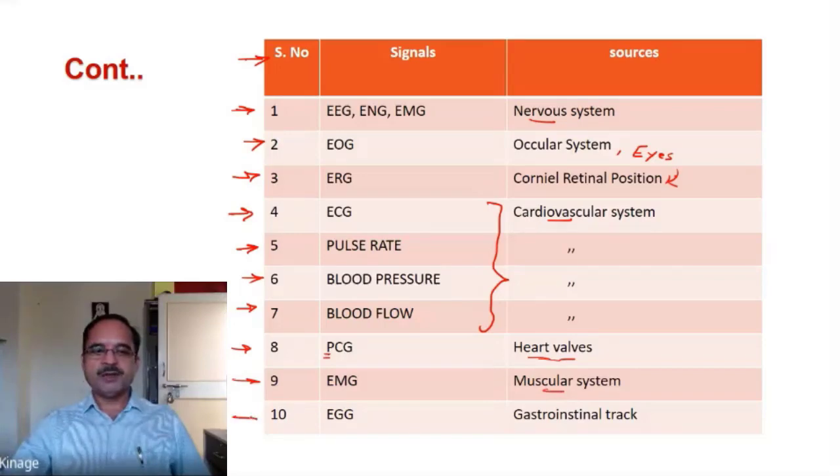Then the last one, EGG. So this is not egg. This is related to our gastrointestinal tract. That means electrogastrography. So related to our digestive system. The last one, electrogastrography, EGG. So these are all different types of signals and the corresponding sources.